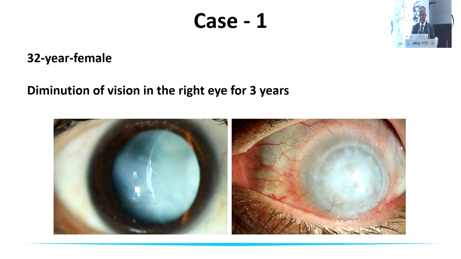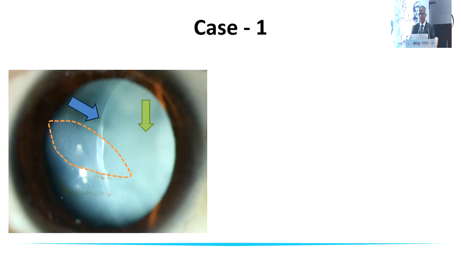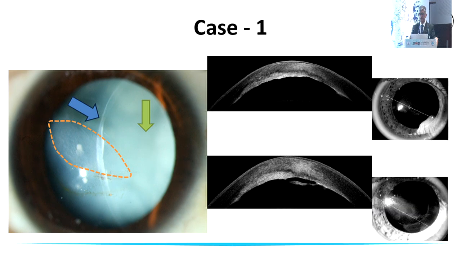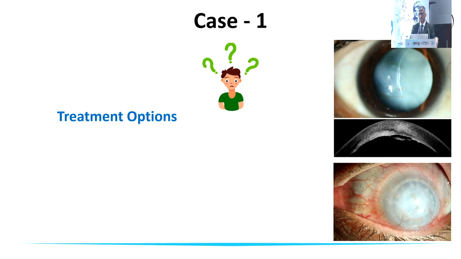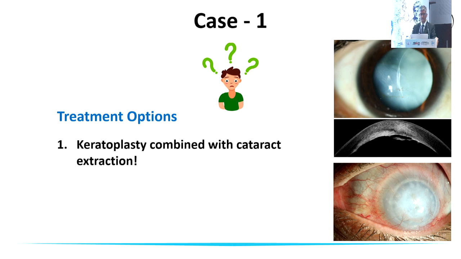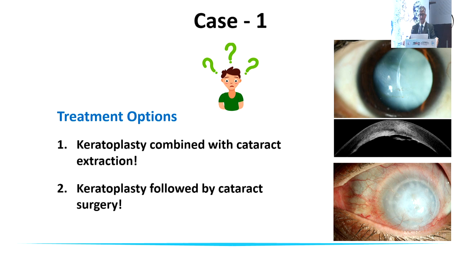This was the clinical picture in the right eye, and as you can see very clearly, there was a scar of the resolved hydrops, an area of thinning which was off center, and cataract. The topography showed the size of the scar. At this point of time, there are multiple options. One of them is we do a combined procedure of keratoplasty, lens extraction, and intraocular lens implant, or we do keratoplasty followed by cataract surgery, or third is we simply do cataract surgery without keratoplasty.